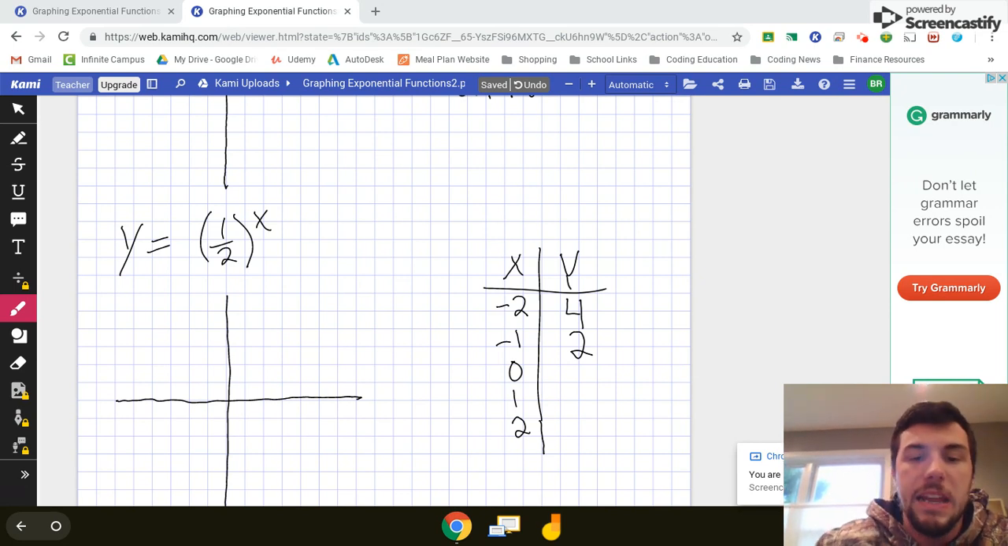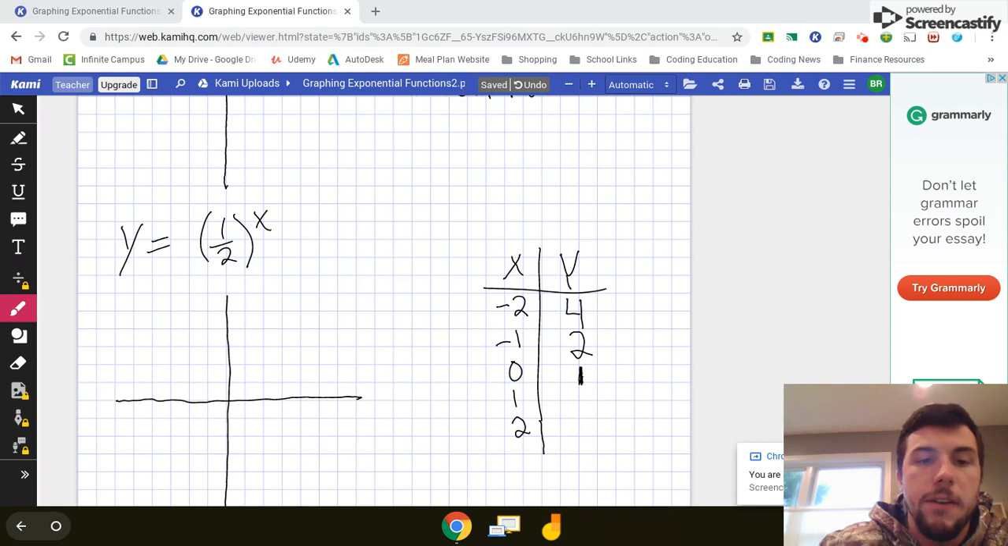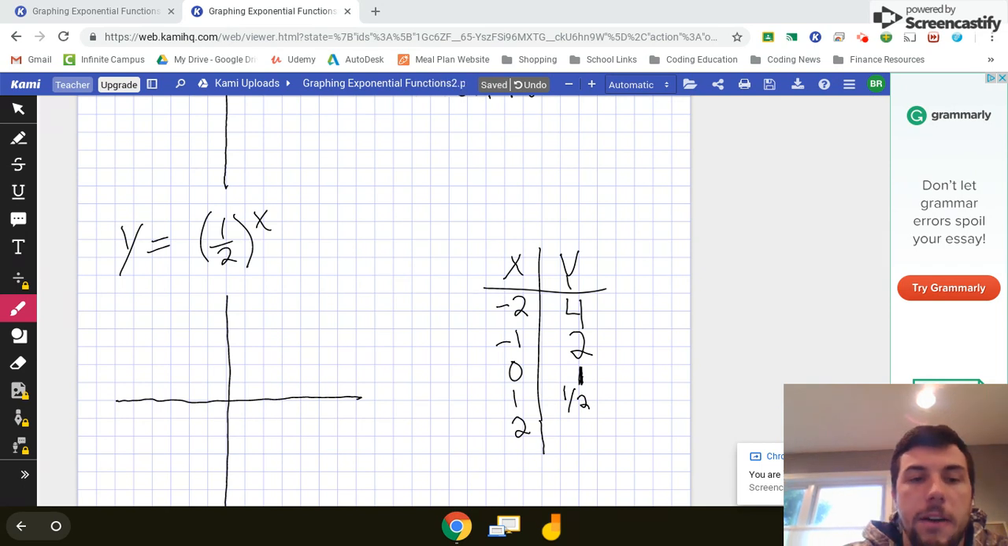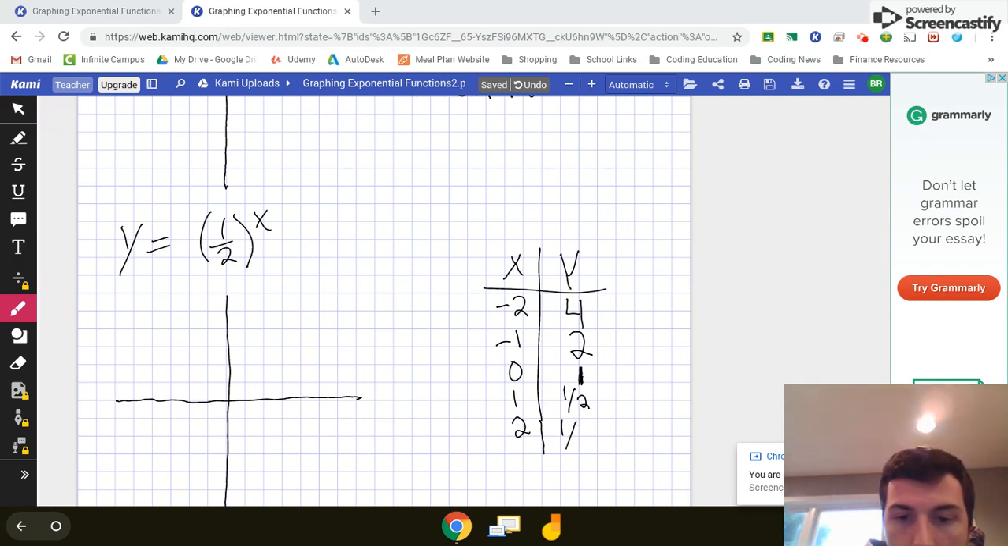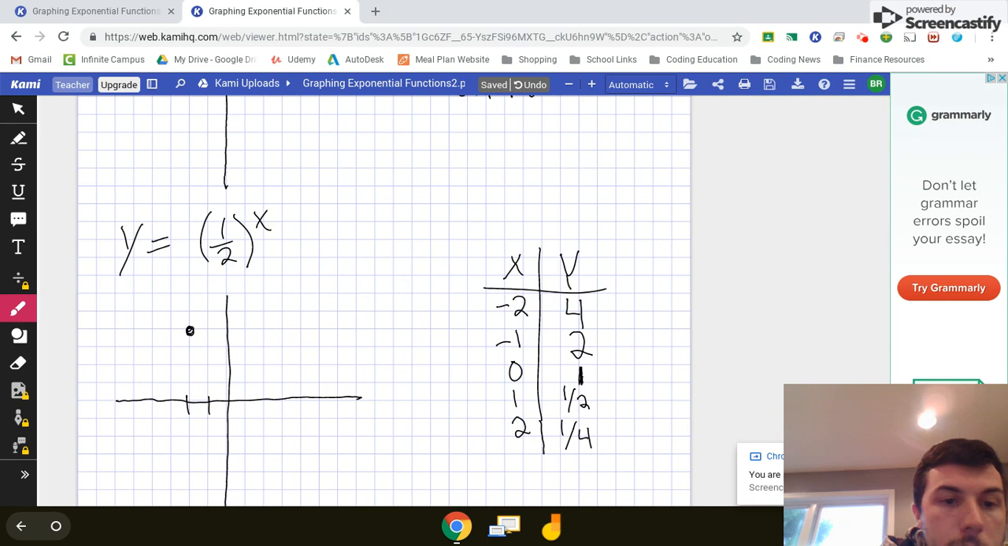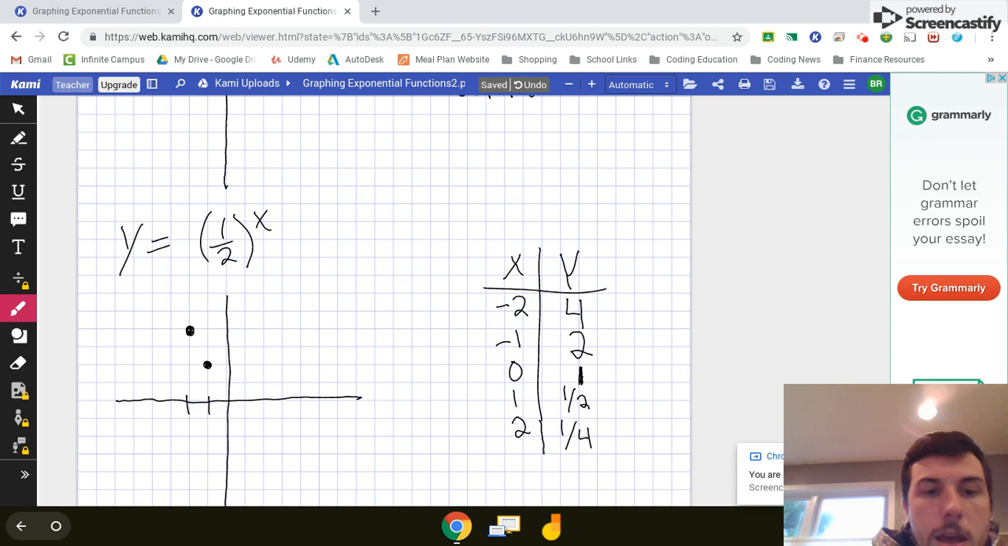We know that anything to the 0 power is 1. And then if I plug in 1, that's going to give me 0.5 or 1/2. And then if I plug in 2, that's going to give me 1 over 4. All right. Now, there's going to be something weird happen on this graph, and that's perfectly okay. So -2, 4. So 1, 2, 3, 4. -1, 2. 0, 1. 1, 1/2. And then 2, 1/4.